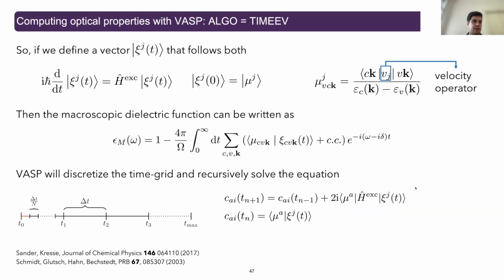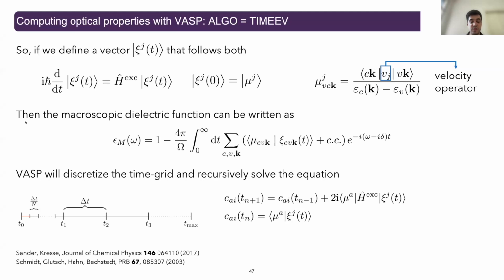So you would end up having to define a vector, psi, that follows the time-dependent equation, now evolving under the Hamiltonian with all the excitonic interactions, and that at t equals 0 is set to be equal to the dipolar moments, given by this expression, where Vj is now the velocity operator.